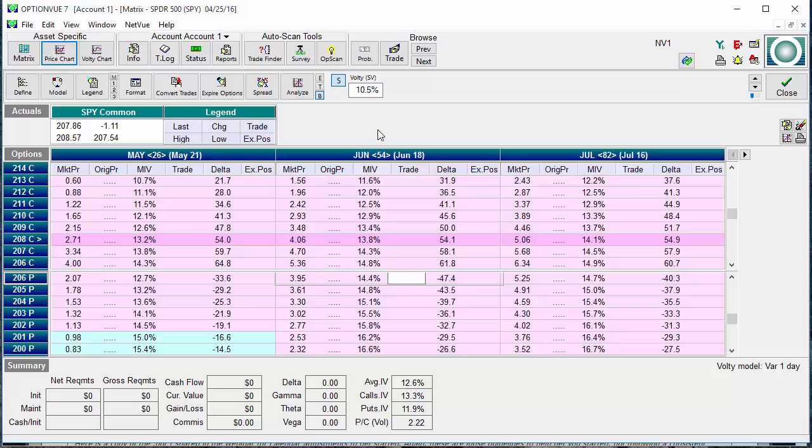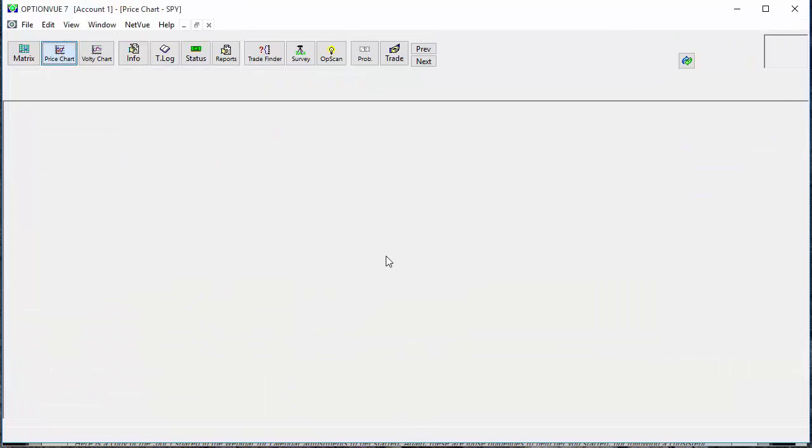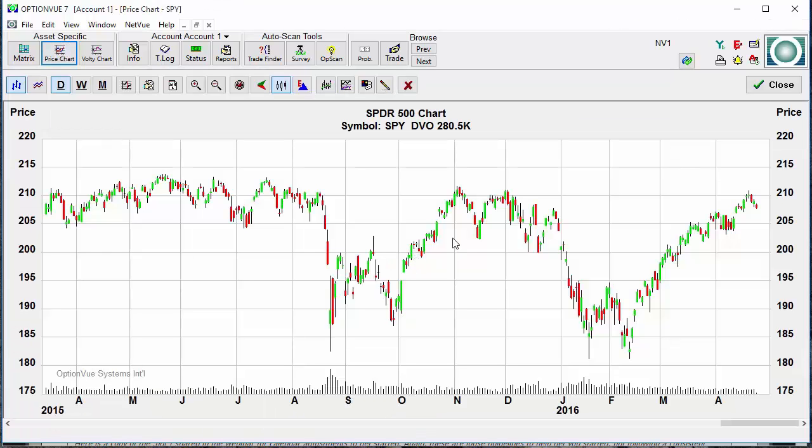So let me walk through 3 different scenarios in this video lesson. I want to walk through a delta neutral scenario and show you one way to manage it. I want to walk you through a bullish trade scenario, show you one way to manage it. And we'll walk you through a bearish trade scenario, show you another way to manage it. Because the markets do this all the time.